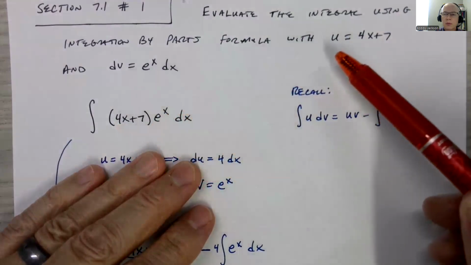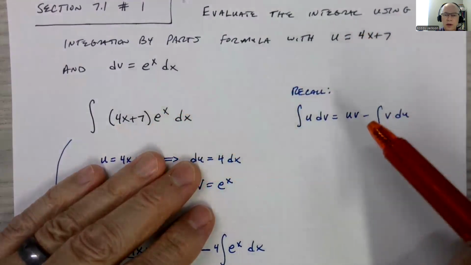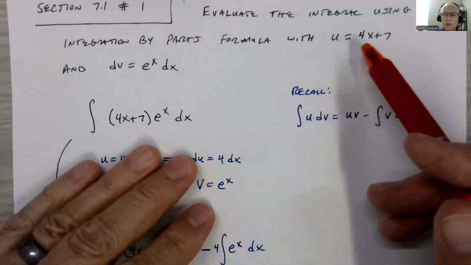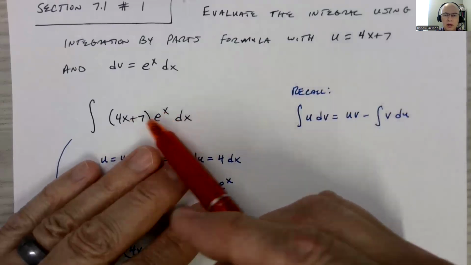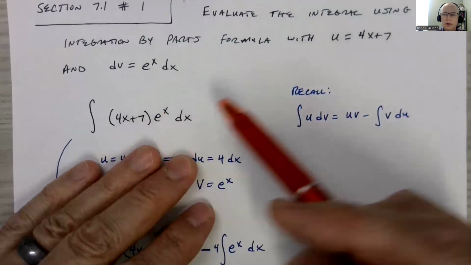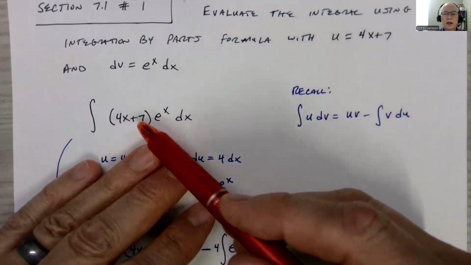And so remember the choice for u. Think of the acronym I told you about, LIATE, L-I-A-T-E. U would be log, our first choice. There's no logarithmic function here. There's an exponential, but not a logarithmic. I is inverse trig. There are no inverse trig functions. A is algebraic, and 4x plus 7 is algebraic.